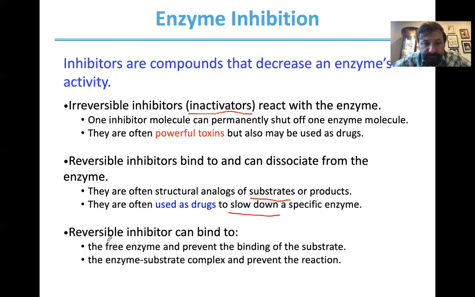So a reversible inhibitor can bind to the free enzyme and prevent the binding of the substrate. Also, we will talk about the fact that reversible inhibitors can bind to a different site on the enzyme, even though, let's say, the substrate is already bound at the active site. The inhibitor can bind to a different site, which we call the allosteric site, and it'll still prevent the reaction. We'll talk about those as well.